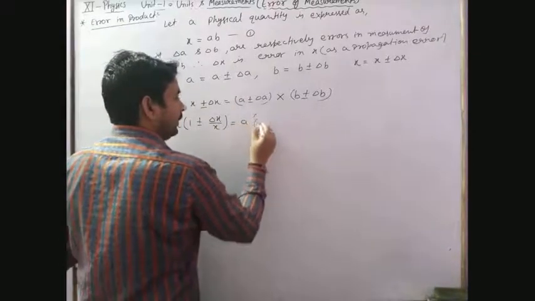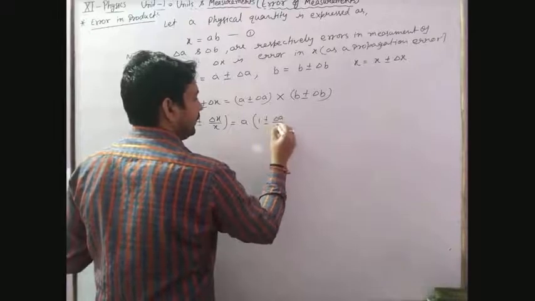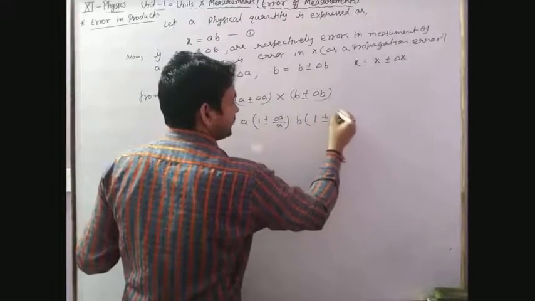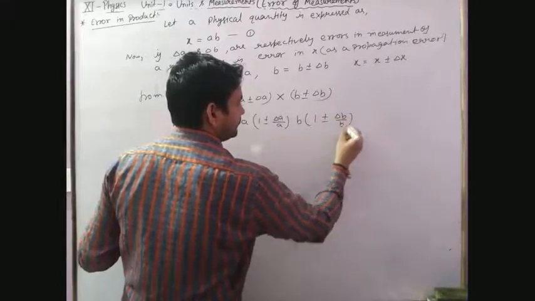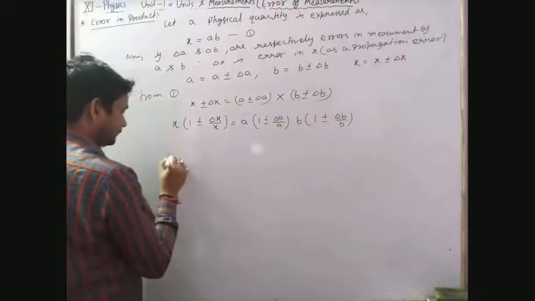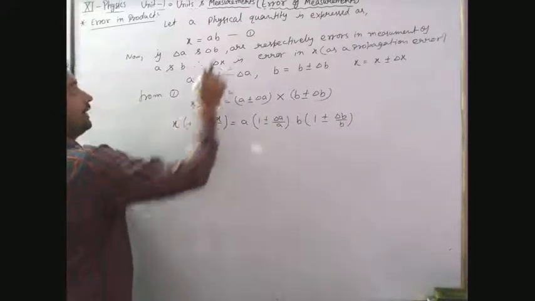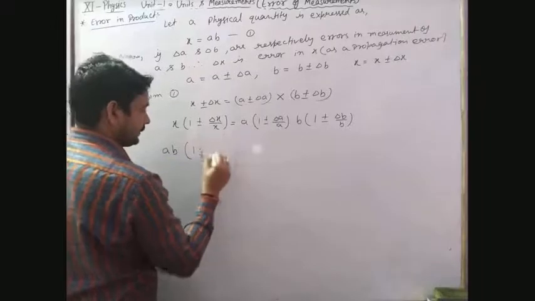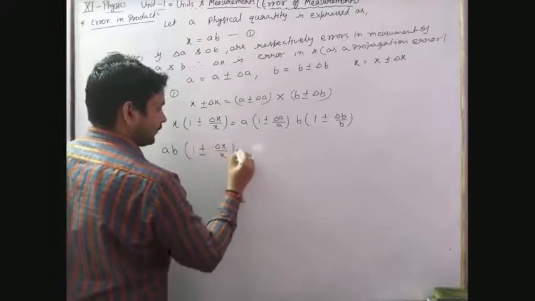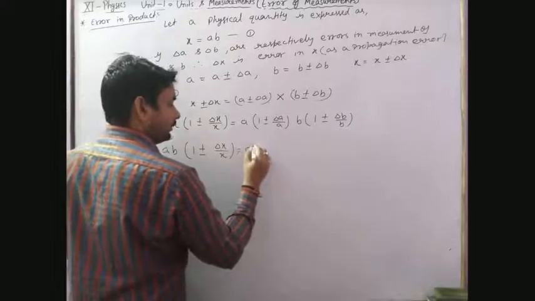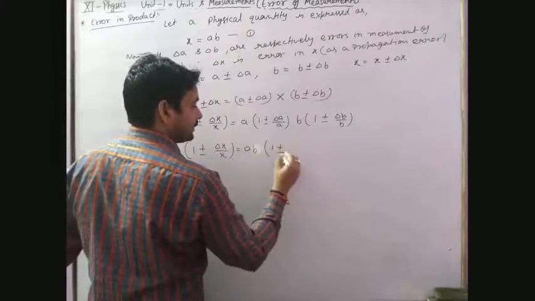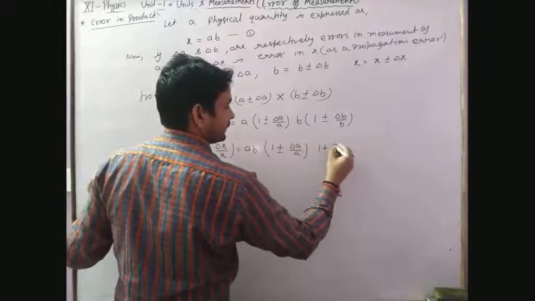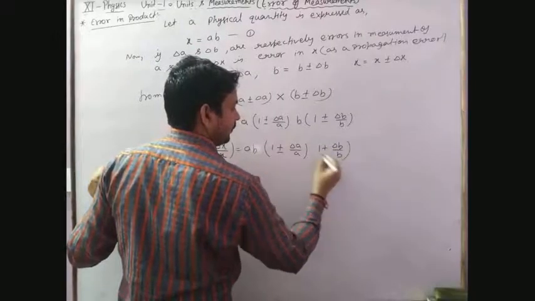Similarly, a (1 ± δa/a). From here b is common, (1 ± δb/b). Okay, now we can write it in place of x: AB (1 ± δx/x) equals A(1 ± δA/A) into B(1 ± δB/B).